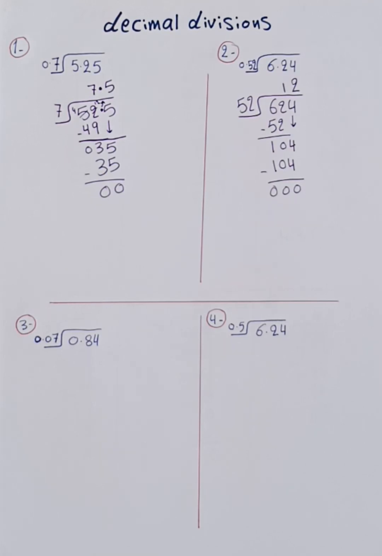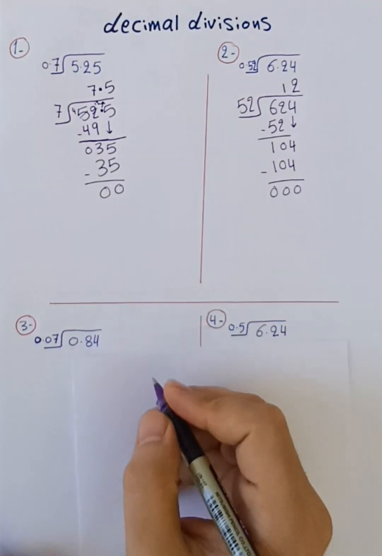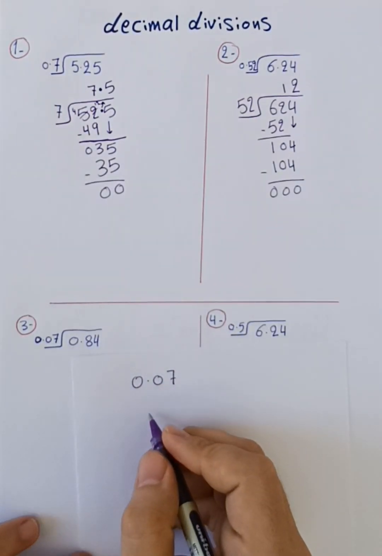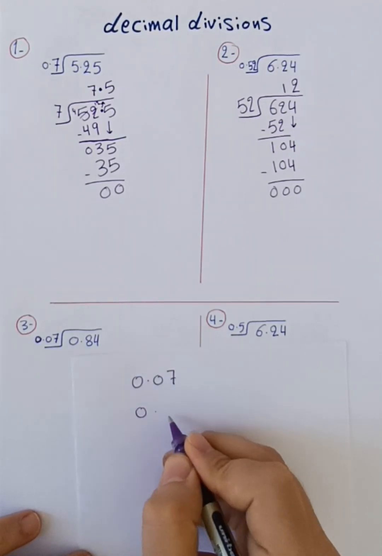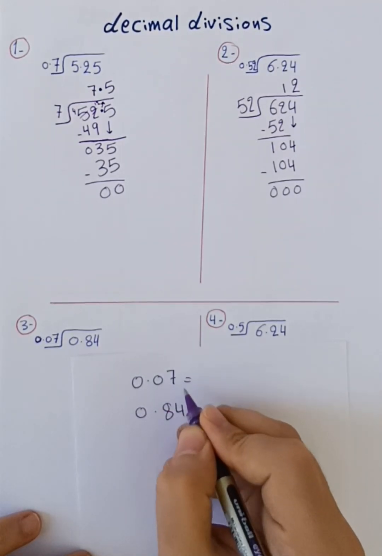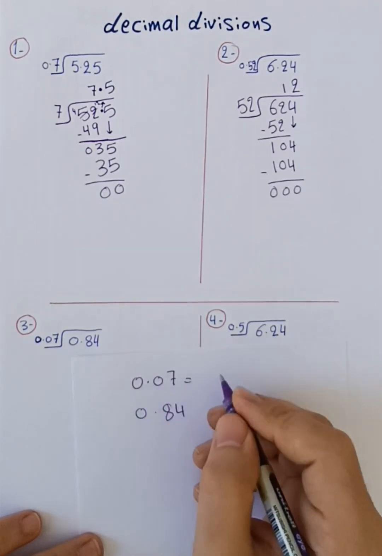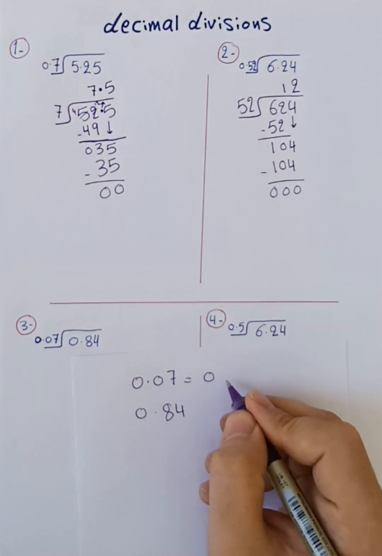Example number 3, we have 0.84 divided by 0 and 7 hundredth. First of all, the divisor is a decimal number. You have to change it into a natural number, so you have 0.07 and 0.84. After this point we have two numbers, so we have to multiply this decimal point by 100.